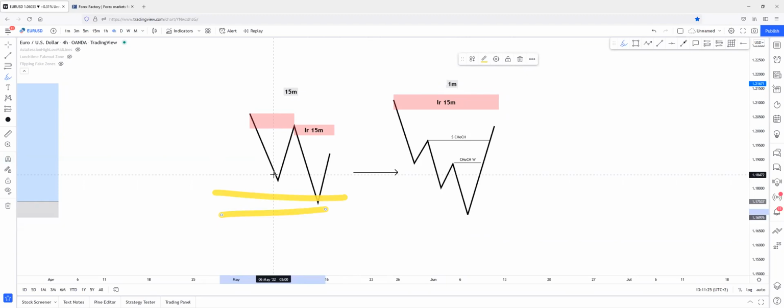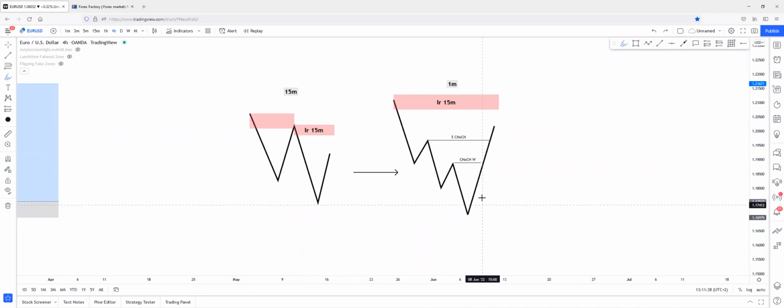But even if there was any demand tap, you still have to wait for a strong change of character, because the main trend is bearish. And you have to wait for a strong change of character in order to really reverse price to the upside, because there's a high probability that price won't reverse after the weak change of character.